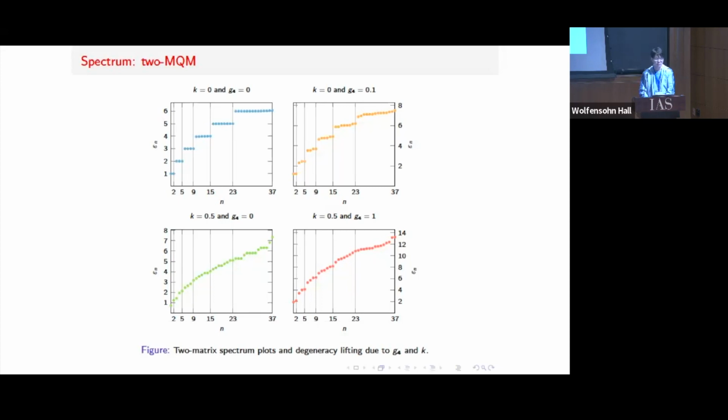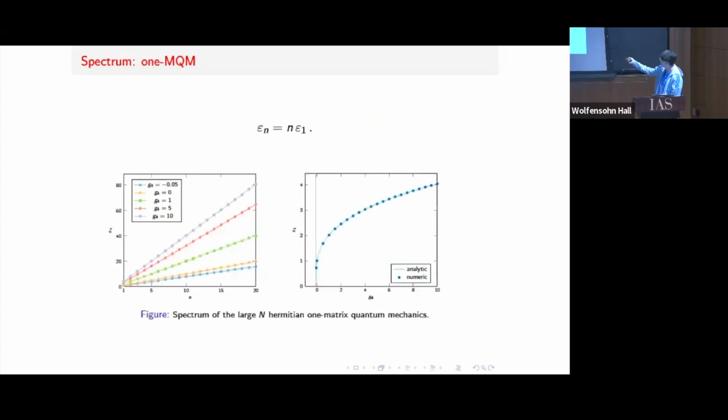Have you tried this at negative g4? Yes. So here in the one-matrix model, on the left figure, you can see that we tried the negative g4, and we have a critical coupling. I think it's -1/(3 square root 2), something like that. It still works similarly when the two are coupled? Oh, yes.